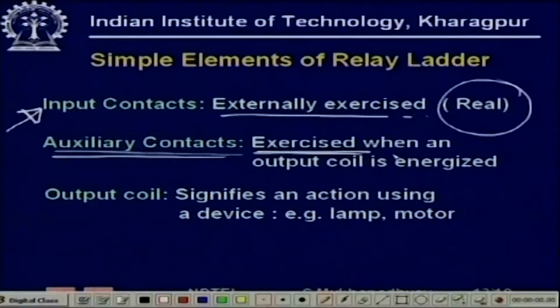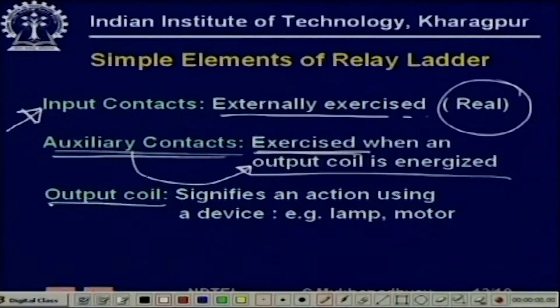They have no physical existence, they are simply memories, and they are used for logic evaluation, and they are exercised when an output coil is energized. So, these auxiliary contacts correspond to output coils. And finally, an output coil also corresponds to a physical output in the real external world. So, these are the three elements with which we will first construct our simplest PLC programs.